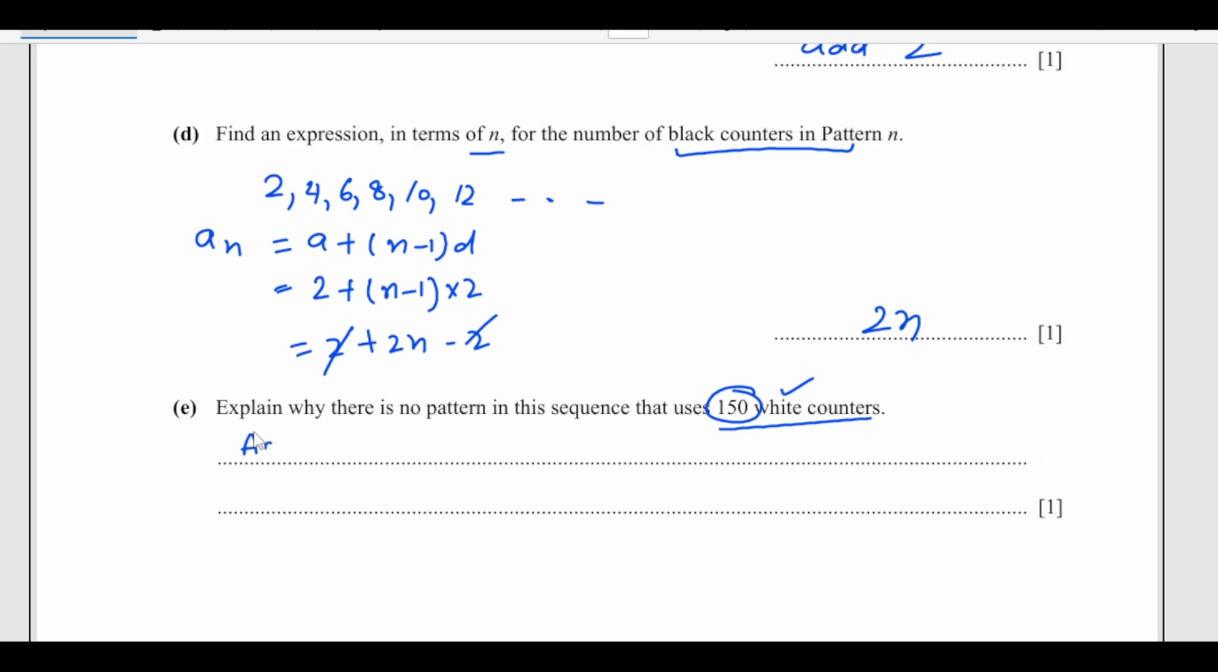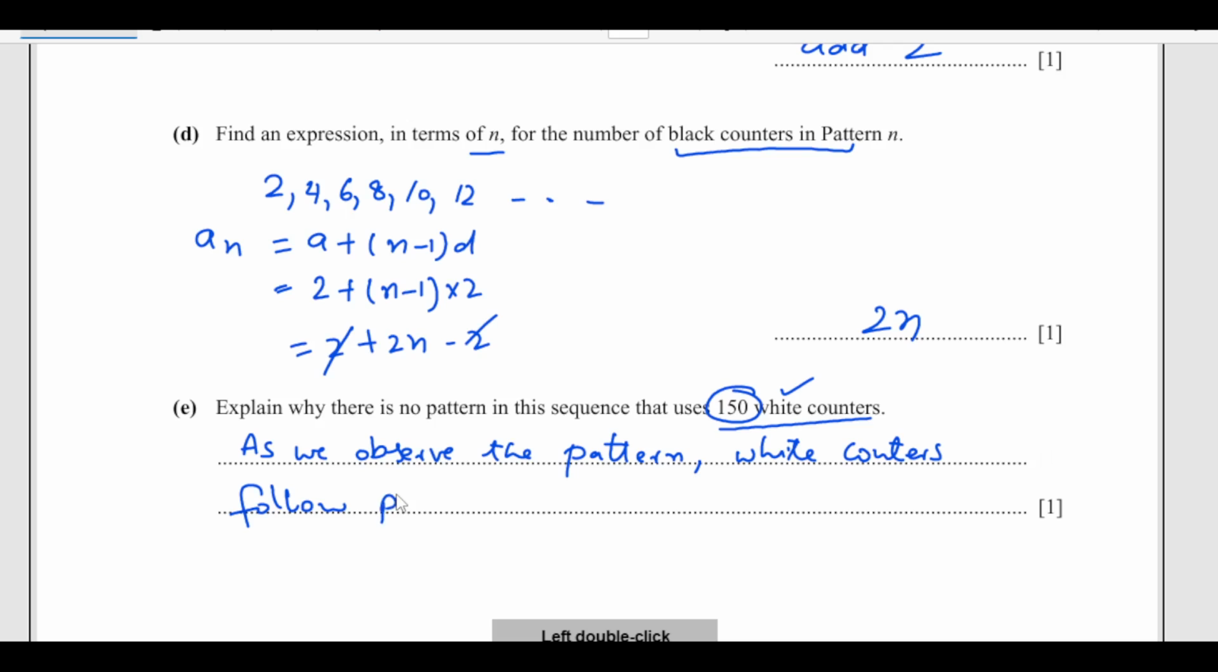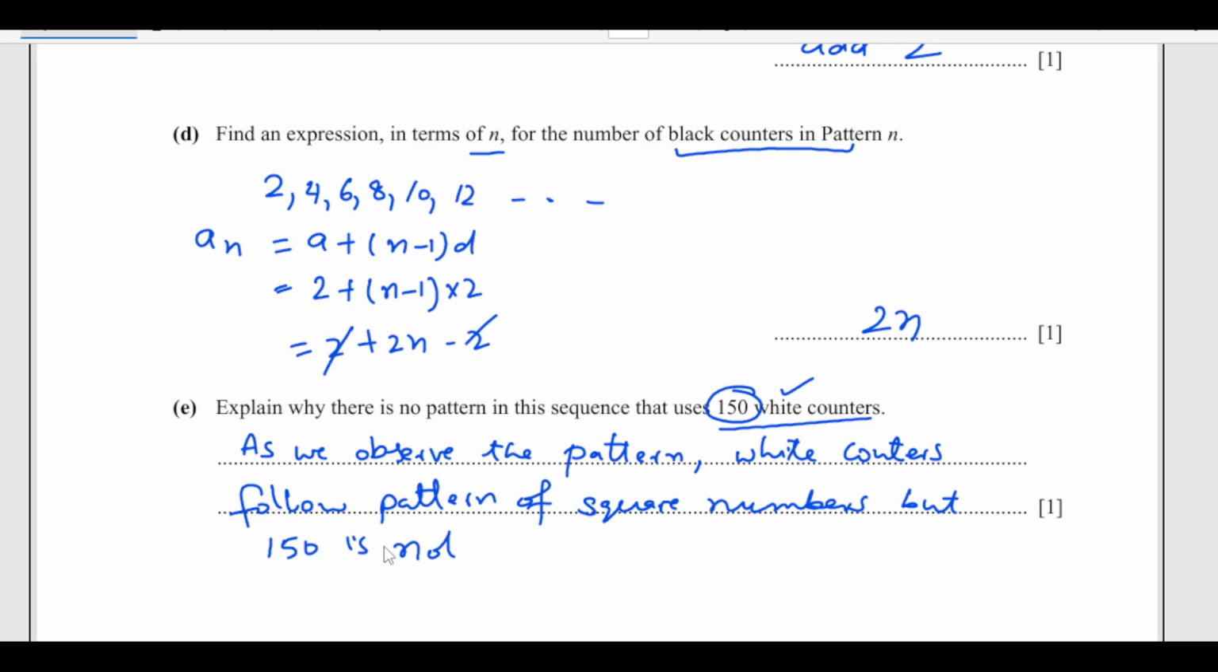So as we observe the pattern, white counters follow the pattern of square numbers, but 150 is not a square number.